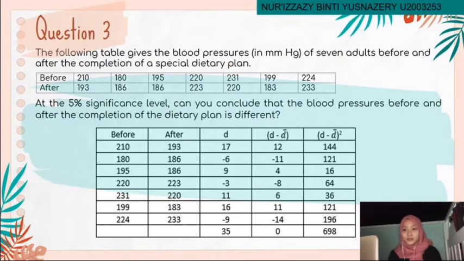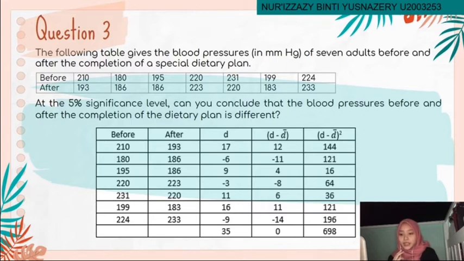Okay, hi, for question 3. At the 5% significance level, can you conclude that the blood pressures before and after the completion of the dietary plan are different? So, based on the table, we have before and after, right? First, we need to calculate the difference, before minus after, and then from the answers we can calculate the mean difference. To calculate the mean difference, we need to sum up all of the differences, which gives us 35, and divide by 7 because we are observing 7 adults.